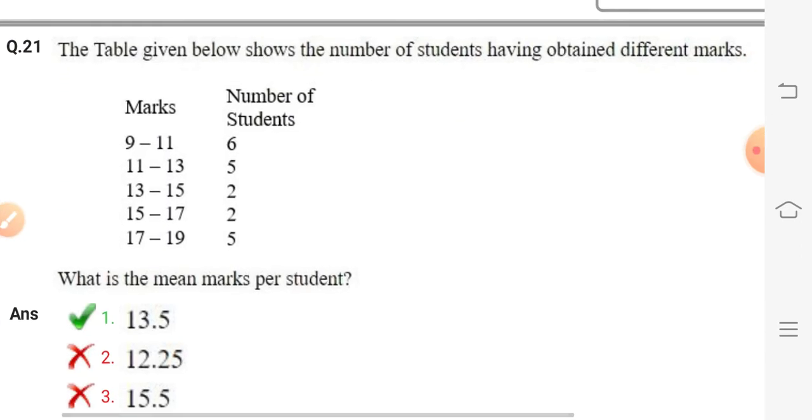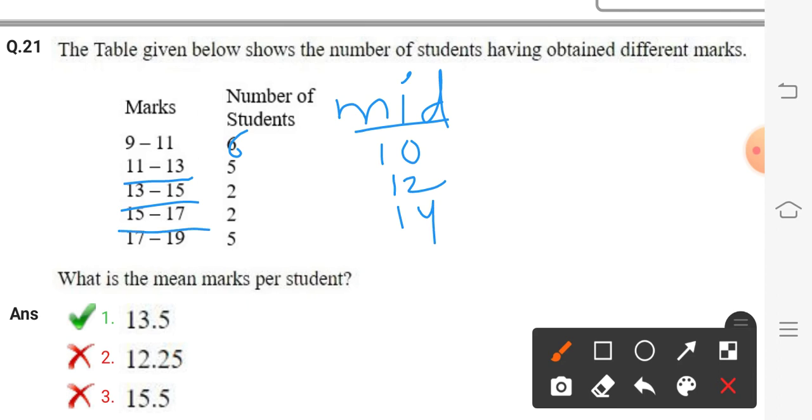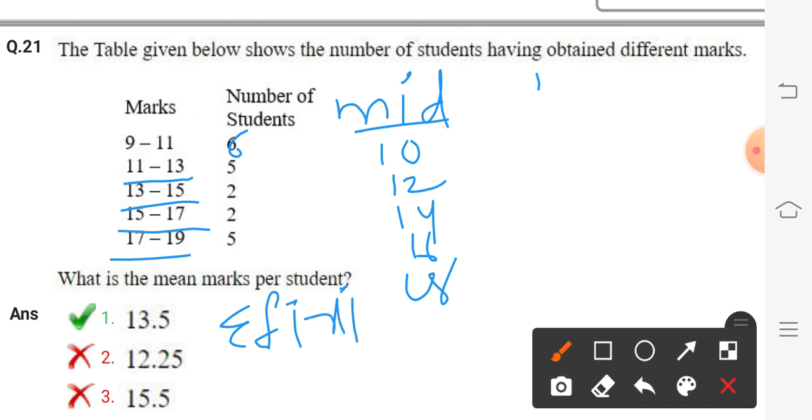The table given below shows the number of students having obtained different marks. 6 students obtained 9 to 11 marks. So we take the middle value. This value is 10, this is 12, 14, 16, and here 18. The formula for the mean marks is sigma fi xi by sigma fi. This is xi, and this is fi.